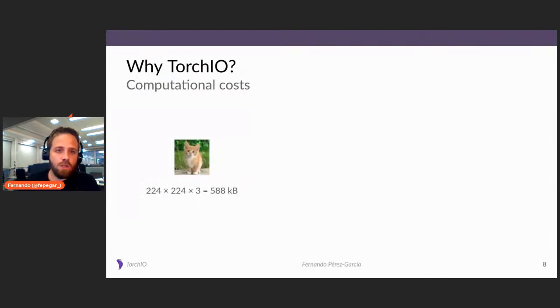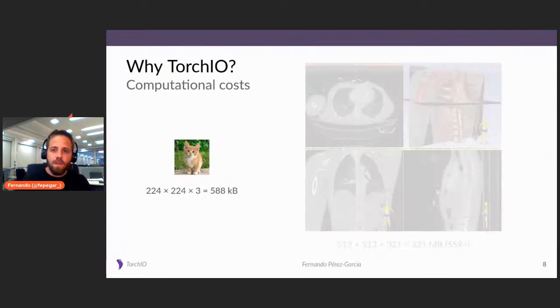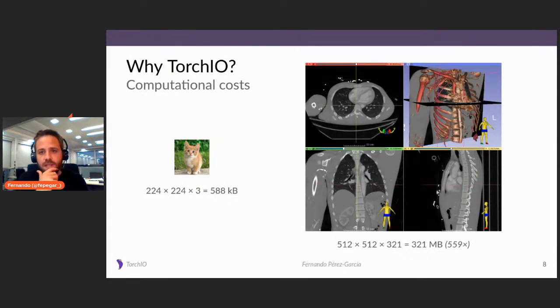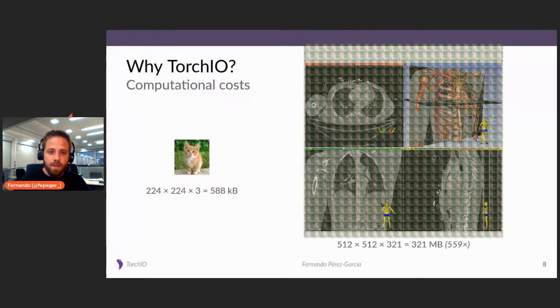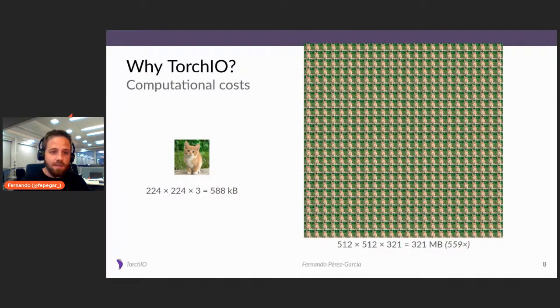Also, computational costs are a big issue in medical images. Typically, for example, we have a little image that could be from ImageNet, used to train a network for image classification of RGB images, and that's about 0.5 megabytes. Here we have a typical CT scan, which is about 550 times larger than the image. That's typically a challenge in terms of GPU memory. That's about these many cats compared to the other one. So we need to deal with it somehow, especially if we want a batch size larger than 1.